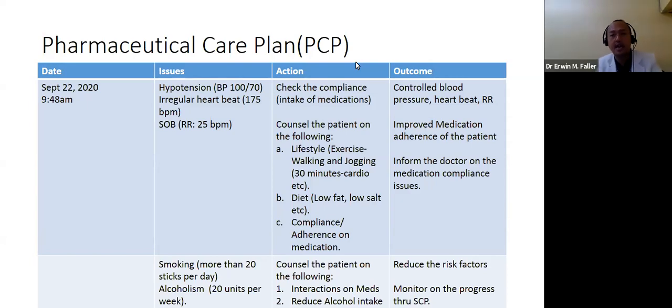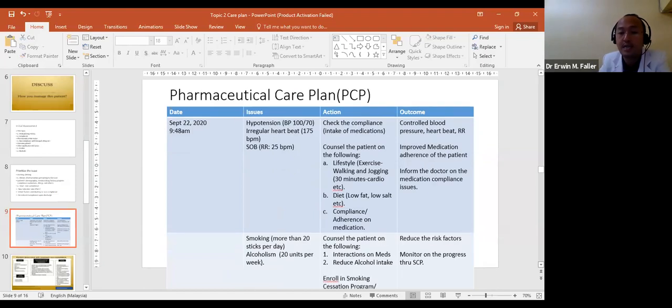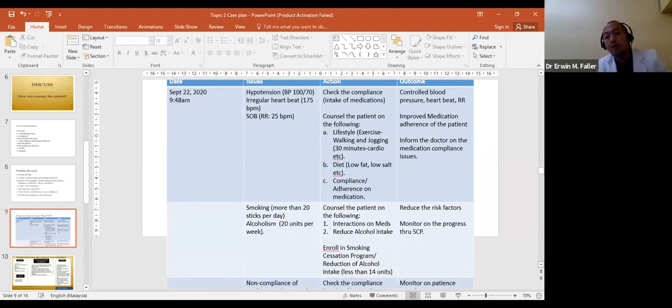Now, moving on, we have smoking more than 20, so the social history of the patient, the alcoholism, and how you'll be able to address that. The main intervention that we have is the counseling of our patient on the following. Number one is the interaction of medication with the social history of smoking and alcoholism. And we'll be able to reduce alcohol and smoking.